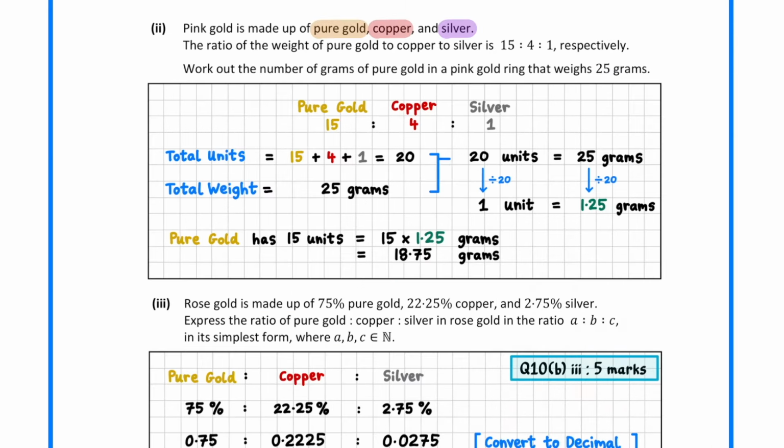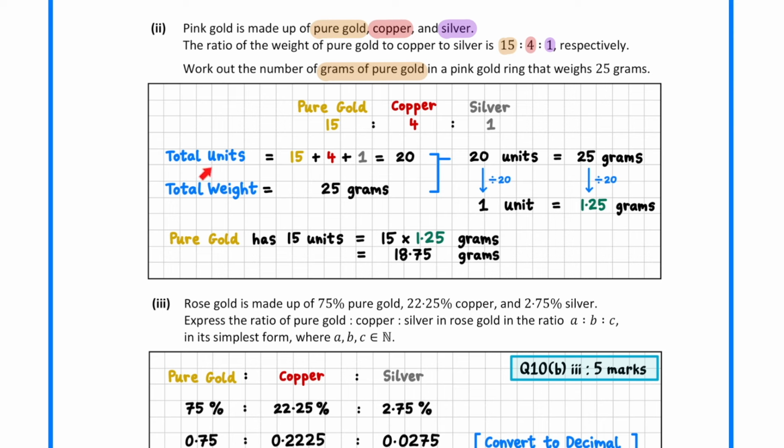In part 2, we know that pink gold is made up of pure gold, copper and silver in the ratio 15:4:1. We must find the weight of pure gold in a pink gold ring that weighs 25 grams.